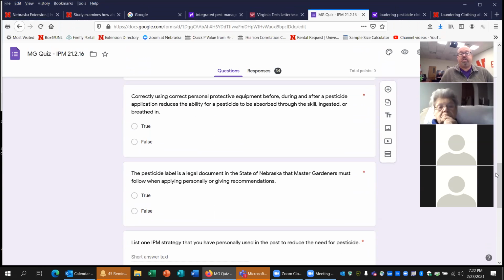Correctly using correct personal protective equipment before, during, and after a pesticide application reduces the ability for a pesticide to be absorbed through the skin, ingested, or breathed in. That is true. So correctly using the correct type of PPE, because there are different forms of PPE and we need to use the right one in the right context. Especially when we're talking about gloves, whether they need to be single-use disposable or rubber gloves. If it says rubber gloves, you need to be wearing rubber gloves. And that's why I said correctly using the correct equipment. Maybe that's a little bit tongue-tied, but we need to use the right equipment in the right scenario.